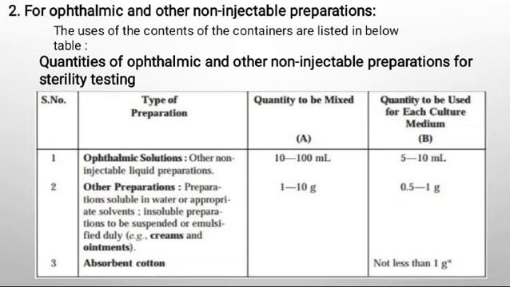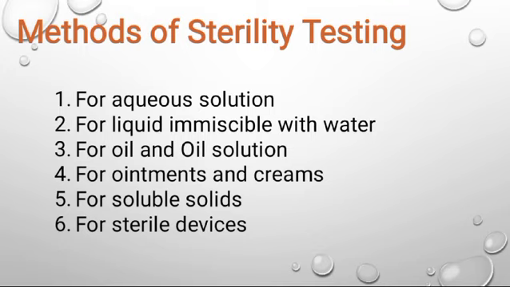Absorbent cotton, not less than 1 gram. Methods of sterility testing. First, for aqueous solution. Second, for liquid immiscible with water. Third, for oil and oil solution. Fourth, for ointments and creams. Fifth, for soluble solids. Sixth, for sterile devices.